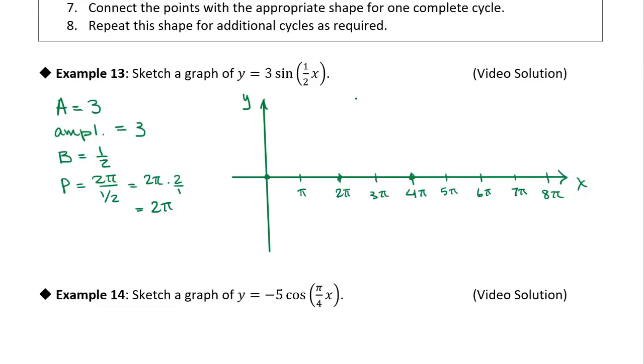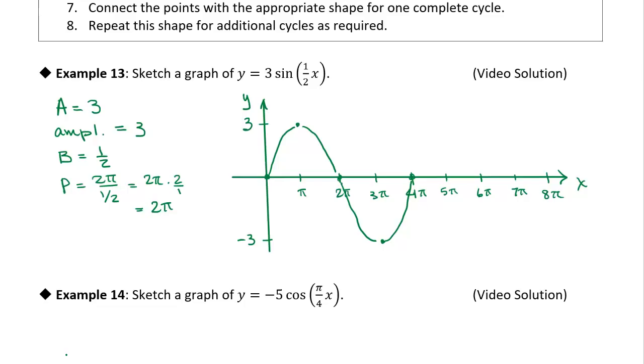Okay, and then a is positive, so I'm going to go up to 3 at the first quarter point, and at the other quarter point we're going to be at -3, okay? And then I can connect that up with a smooth curve. Okay, so there we go. We've connected up with a smooth curve, and we've graphed 1 period of this function.